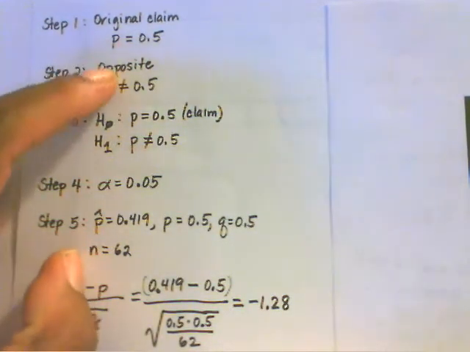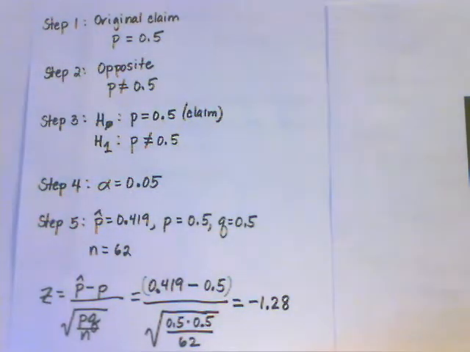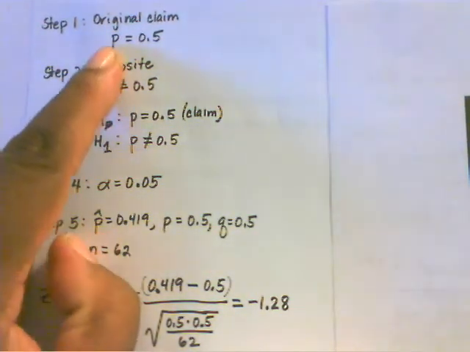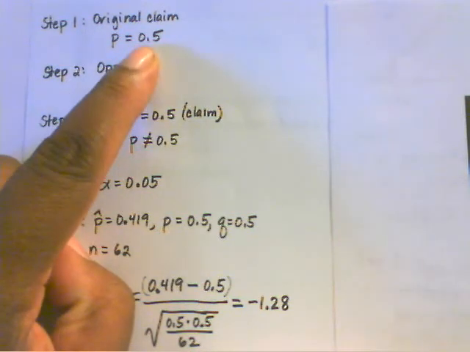So in step number 1, we state the original claim. Now, don't get this confused here, but in this particular situation, we're trying to test the claim that women have no ability to predict the sex of their baby. The fact is, either they can predict the sex of their baby or they cannot predict the sex of their baby. That's a 50-50 probability. So here, P is going to be 0.5. That's going to be the original claim.